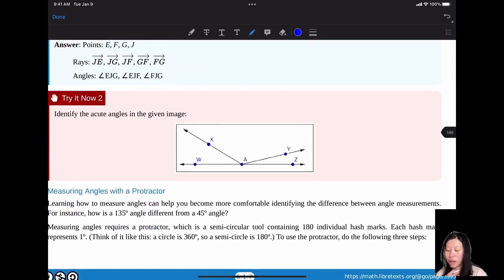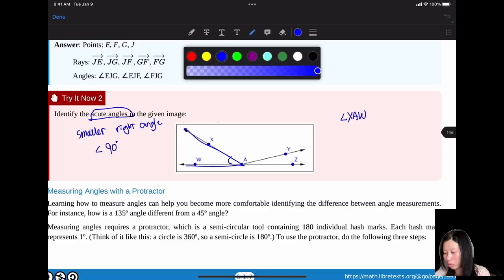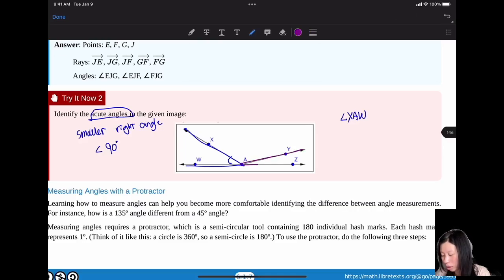Okay, so for here, identify all the acute angles in the given image. Let's try this one. So again, what is an acute angle? An acute angle is the angle that's smaller than a right angle, which is less than 90 degrees, not equal to. So we have what? We have this one, angle XAW. This one is an acute angle. Anything else? This one, right? Angle YAZ is also an acute angle.